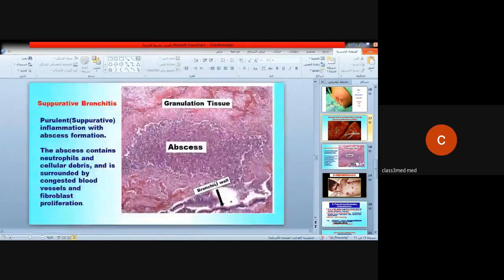This is the histologic features of abscess. We said the abscess is a localized collection of pus, and this is an abscess. A localized collection of pus has a central cavity of liquefactive necrosis. This is liquefactive necrosis, and this is the wall of the bronchiole. This is the same case as the previous slide, the same slide.